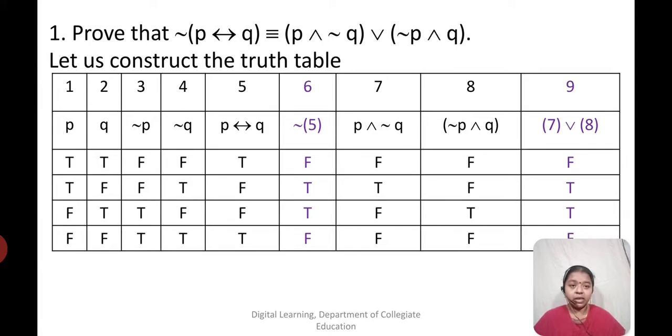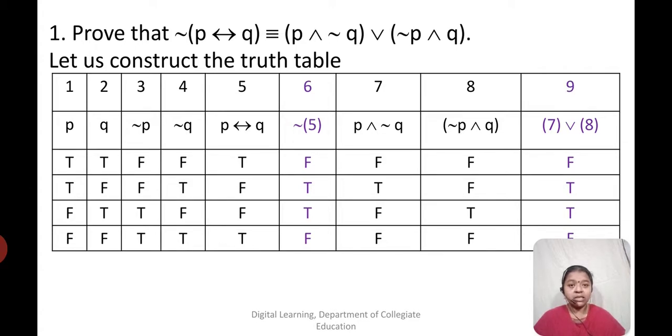Next, I take the right hand side part, the first one which is there in the bracket. It is P and negation Q. Now P is in the first column, negation Q is in the fourth column. So we will be using the AND condition for the first column and the fourth column. Our condition here is it will be true only when both propositions are true. That happens in the second combination only. In all other cases it is going to be F. Now column number 7 is done. Now let's go to the other bracket, which is negation P and Q.